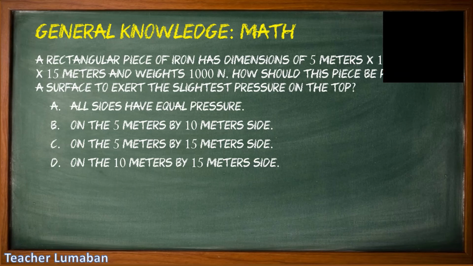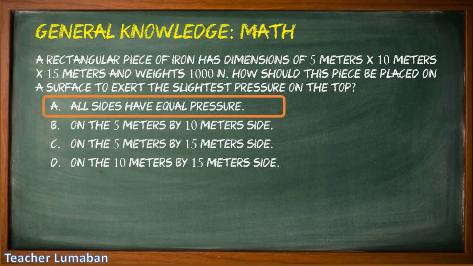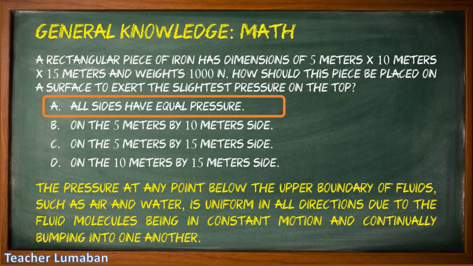The correct answer is letter A. All sides have equal pressure. This piece should be placed on a surface to exert the slightest pressure on the top with all sides having equal pressure. The pressure at any point below the upper boundary of fluids, such as air and water, is uniform in all directions due to the fluid molecules being in constant motion and continually bumping into one another.